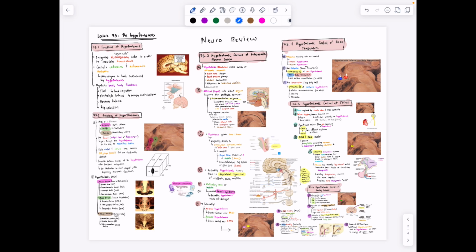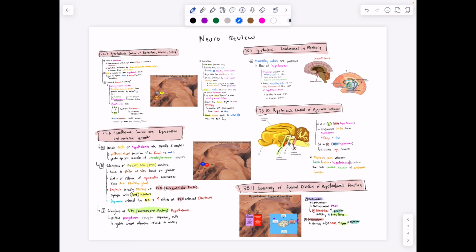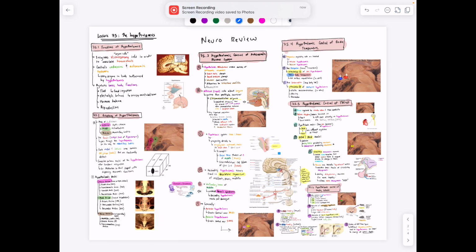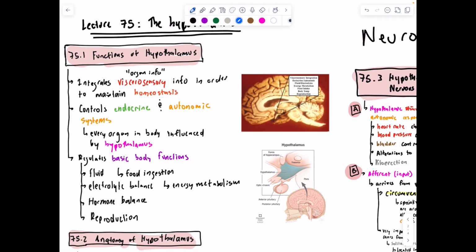All right, so here we have the hypothalamus. This is lecture 75, review for lab 10. We're just going to talk about the functions of the hypothalamus, our master regulator of basic body functions, talk about some of the anatomy, then talk about its control of the autonomic nervous system, body temperature, thirst, feeding, biorhythms, sleep, reproduction, memory, control of aggressive behavior. But it's a very small region, and it's only, we're told, 4 grams. So really not much to it, but it is the master regulator.